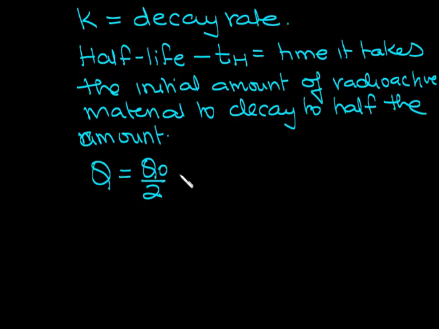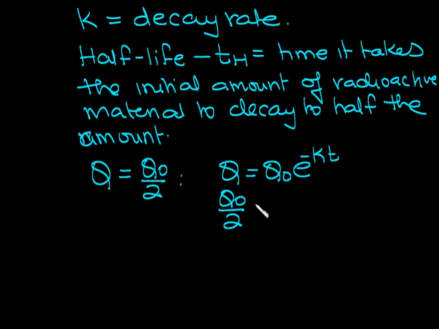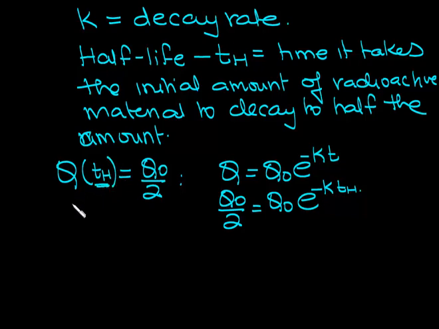Okay, so let's solve this. The formula is Q = Q₀e^(-kt). Q is now Q₀/2, because you only have half the material left, so Q₀/2 = Q₀e^(-k·t_H), because that's my half-life. After some time t, the amount of radioactive material you have left is half what you started with. That time is called the half-life, so I'm denoting that by t_H.